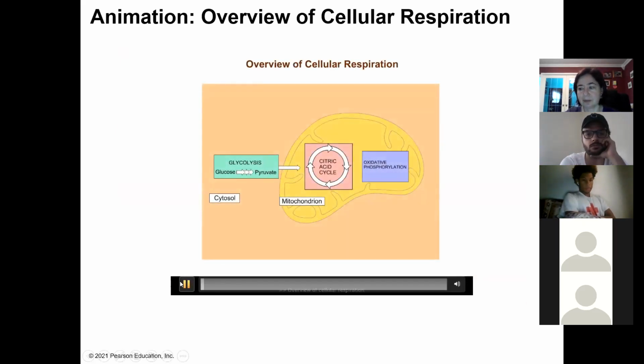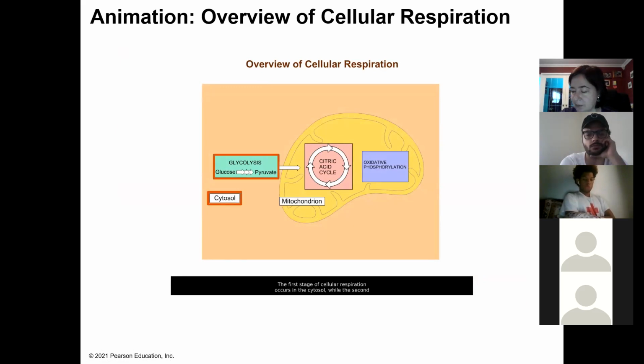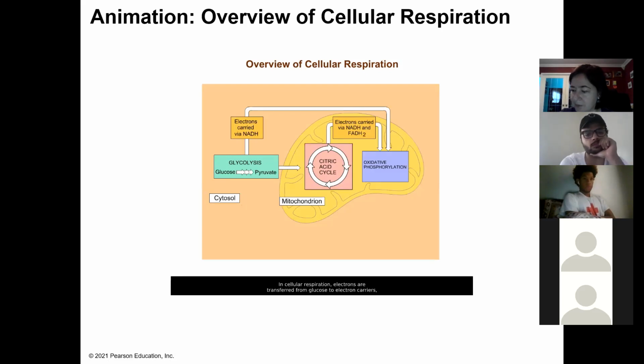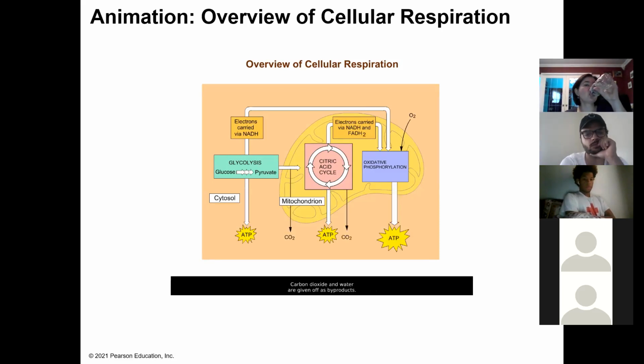Overview of cellular respiration. Organic compounds, such as glucose, store energy in their arrangements of atoms. These molecules are broken down and their energy extracted in cellular respiration. The first stage of cellular respiration occurs in the cytosol, while the second and third stages occur in mitochondria. In cellular respiration, electrons are transferred from glucose to electron carriers such as NAD+, and finally to oxygen. The energy released by this transfer of electrons is used to make ATP. Carbon dioxide and water are given off as byproducts.